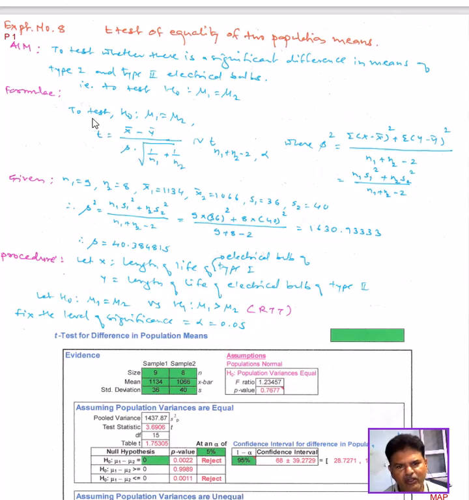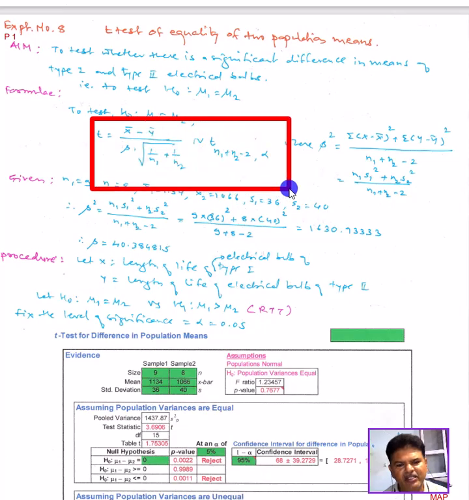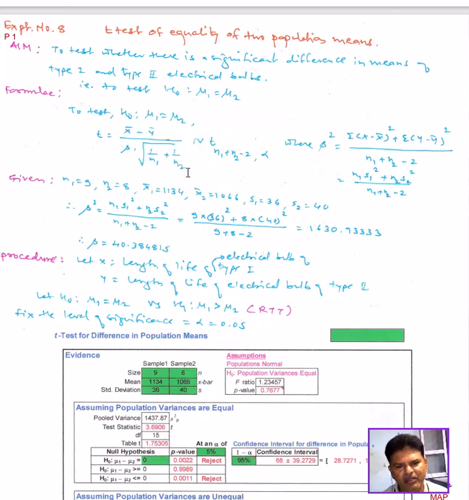See, the formula is this one. T is equal to x bar minus y bar divided by s into root of 1 upon n1 plus 1 upon n2, which follows t with n1 plus n2 minus 2 degrees of freedom. So this value is my table T, and this value is my calculated T. And what we need to do is compare this calculated T with the table T, right? Where s square is given. So this is the value of s square.